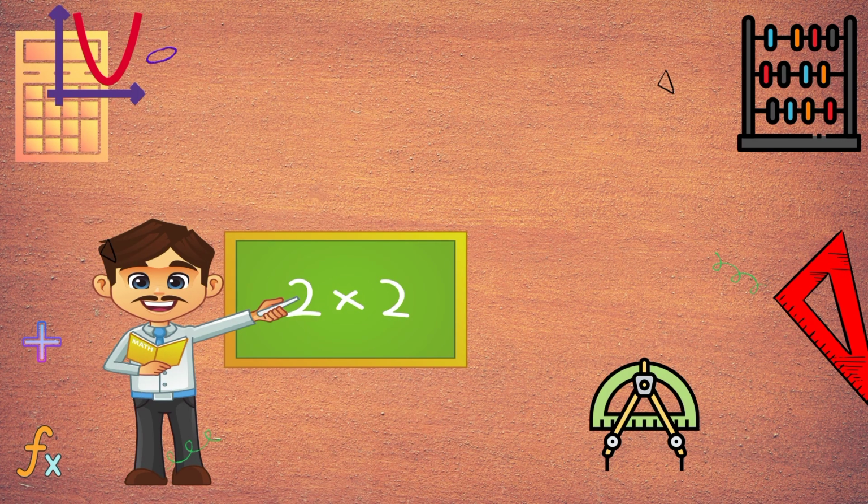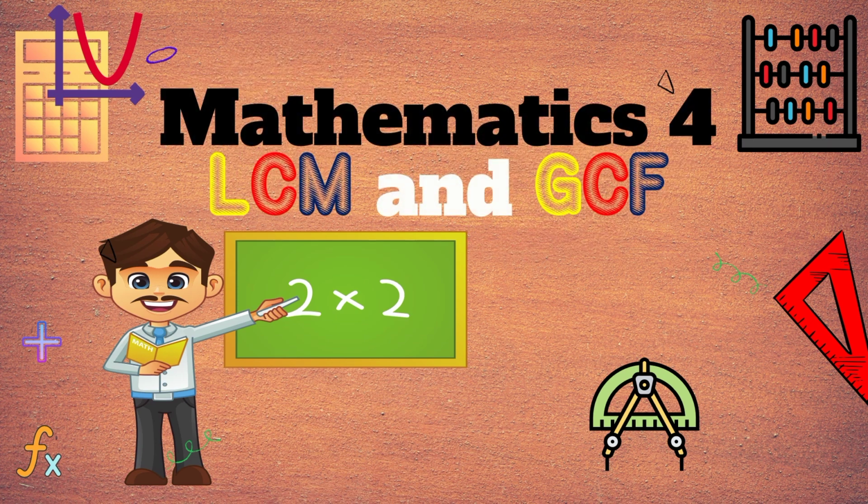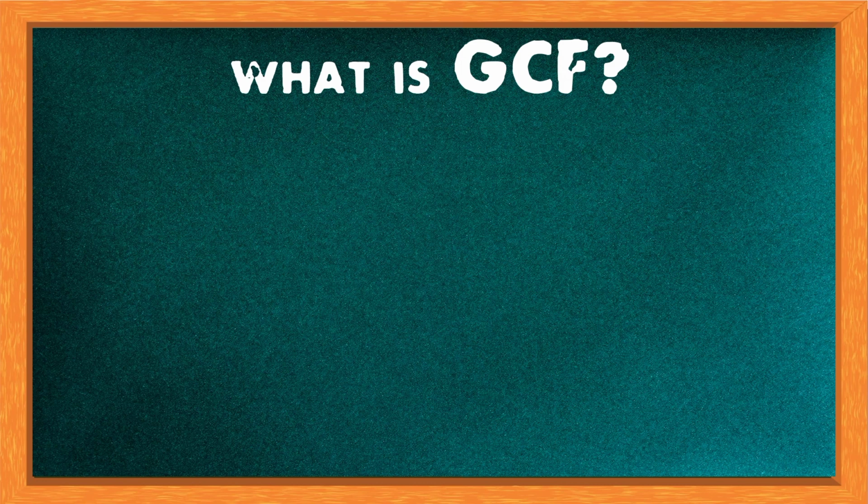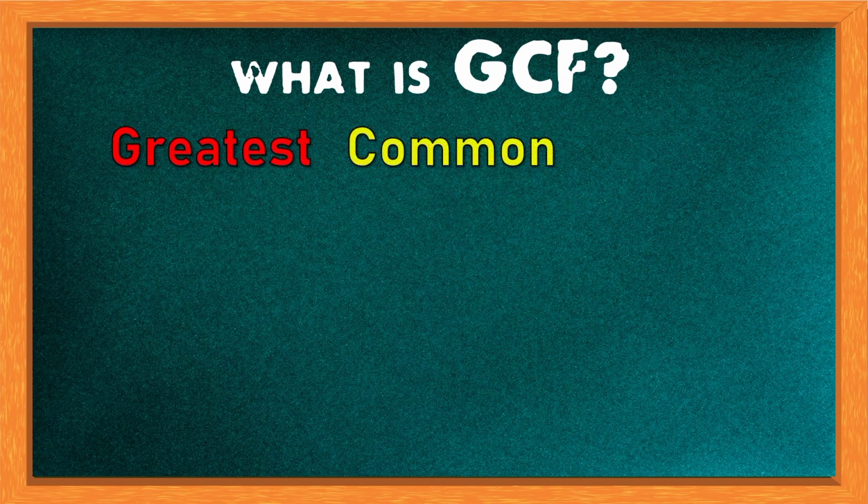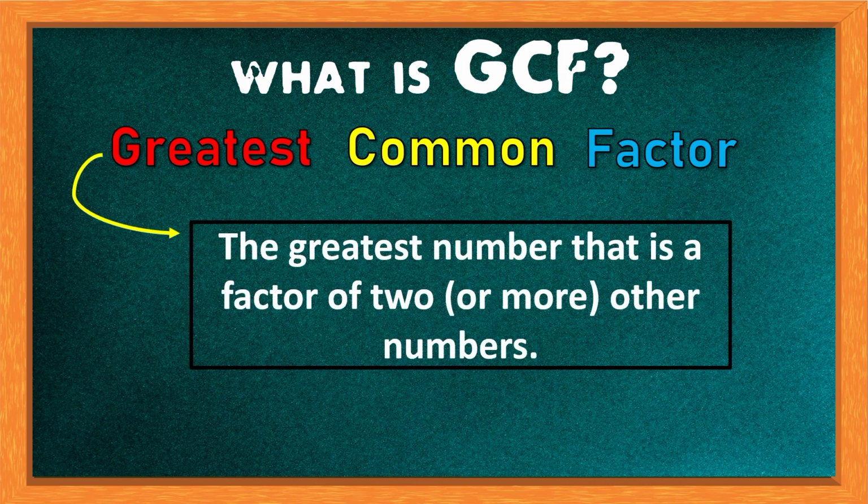Today we will talk about LCM and GCF: how to find the LCM and GCF of numbers. Let's go! What is a GCF? GCF means greatest common factor, the greatest number that is a factor of two or more other numbers.